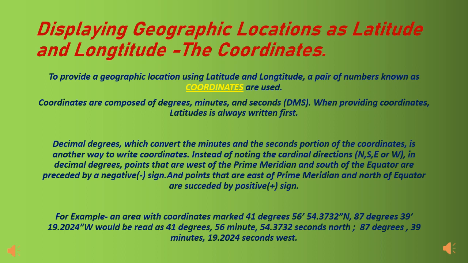Instead of noting the cardinal directions north, south, east, or west in decimal degrees, points that are west of the prime meridian and south of the equator are preceded by a negative sign, and points that are east of the prime meridian and north of the equator are succeeded by a positive sign.